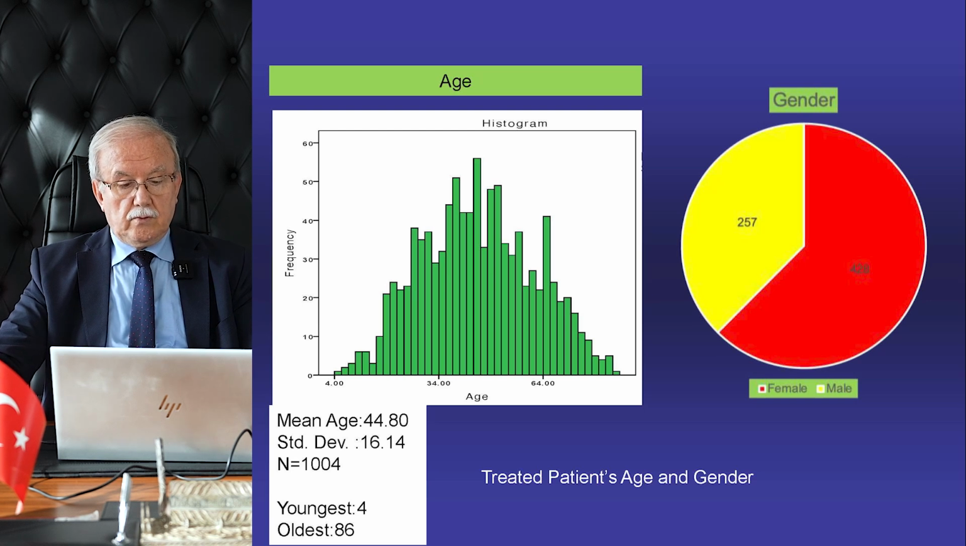So we have diagnosed 1,556 cases and treated 1,004 cases. You see, mean age 44, youngest 4 years old, and oldest 86 years old. Female gender is more common than male.